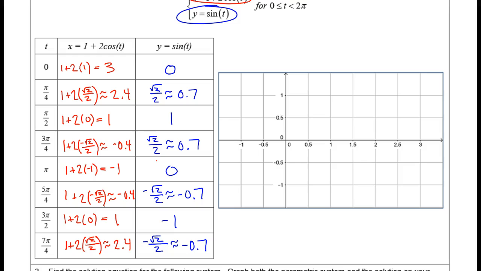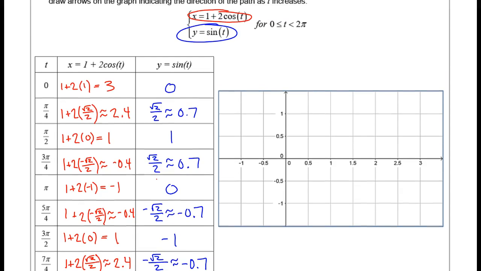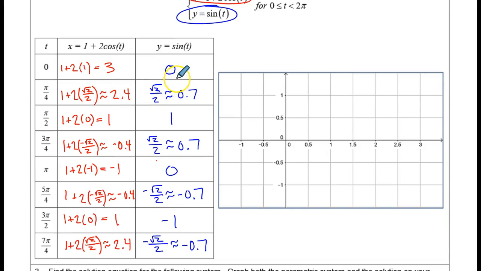Okay, folks, the table of values is complete. Let's go ahead and plot each of these xy pairs. So the first thing I have is 3, 0. So plot 3, 0. Then I have 2.4, 0.7. 2.4, 0.7 is about right there. And then I have 1, 1, right there. Negative 0.4, 0.7.